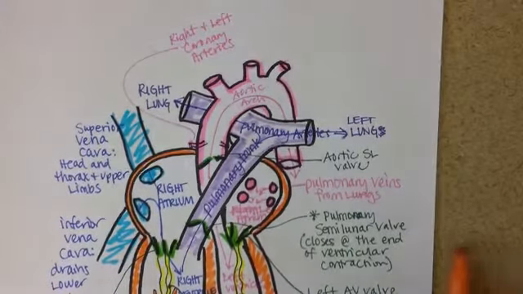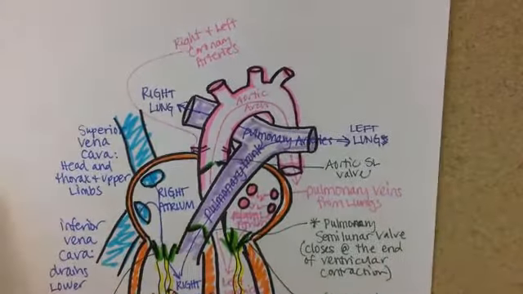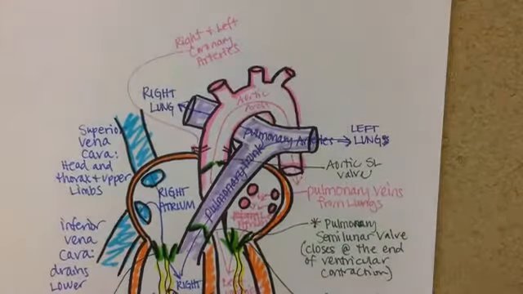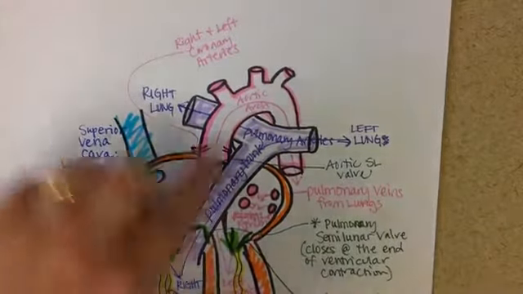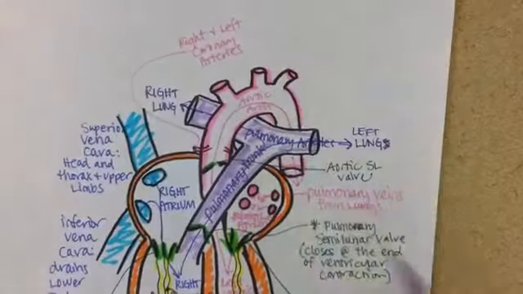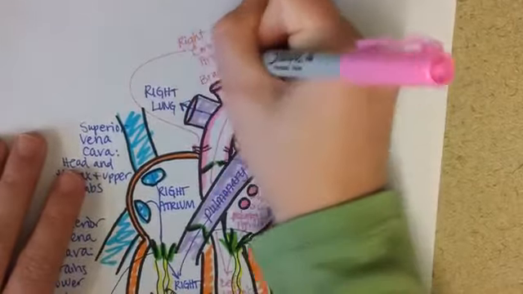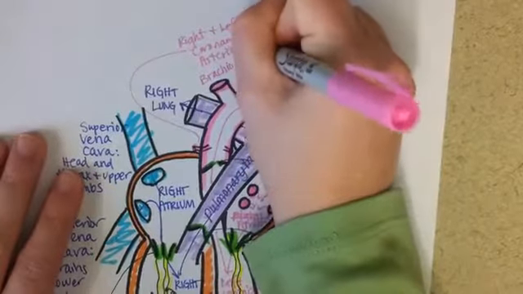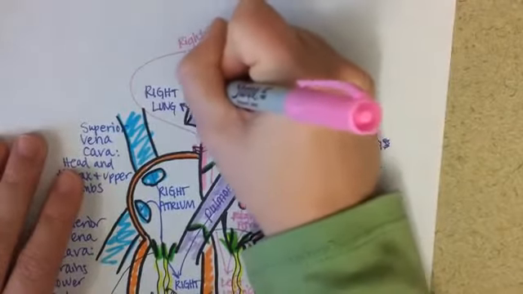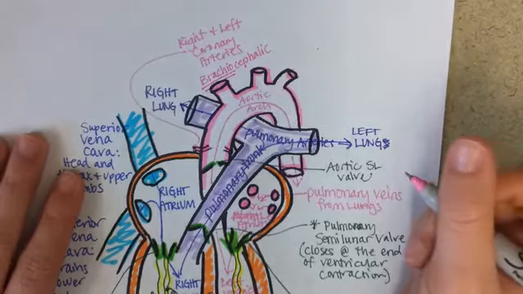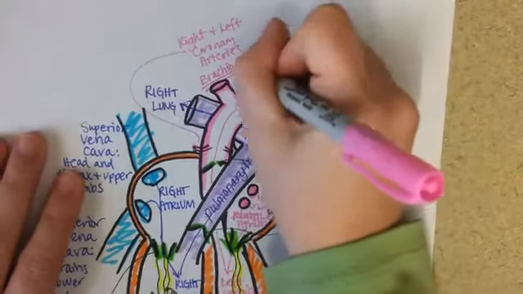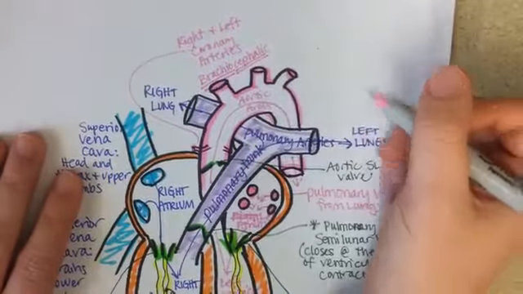Okay, then the three large branching arteries that first come off of the aorta, which we usually include in a discussion of the heart because you can see them so clearly. The first one is the brachiocephalic, and it sends oxygenated blood to the arm, that's what brachio means, and to the head, that's what cephalic means.